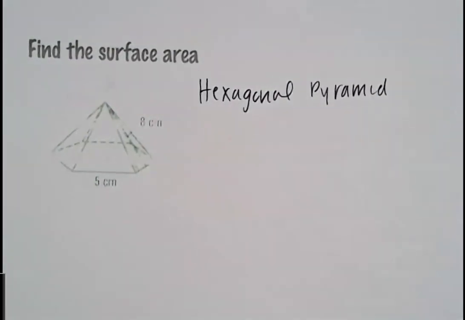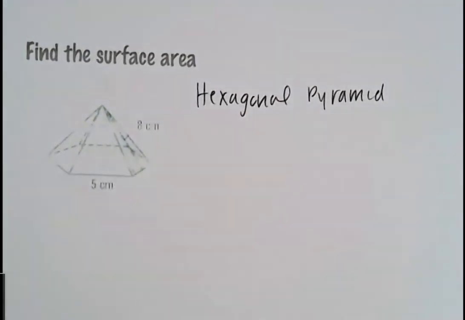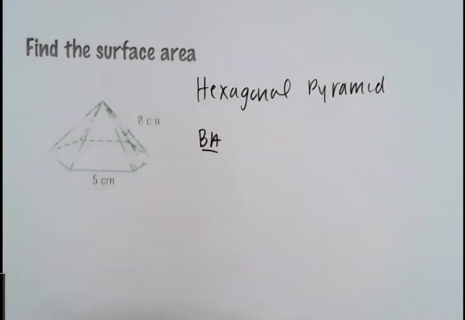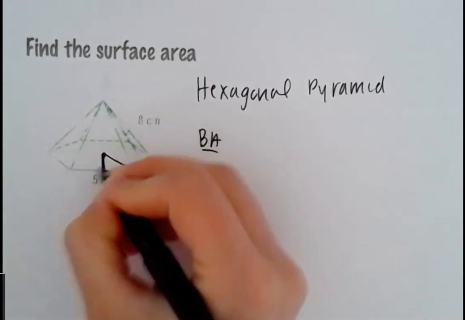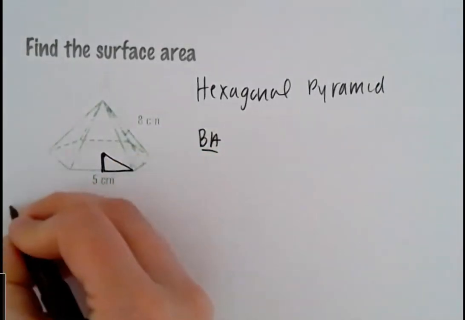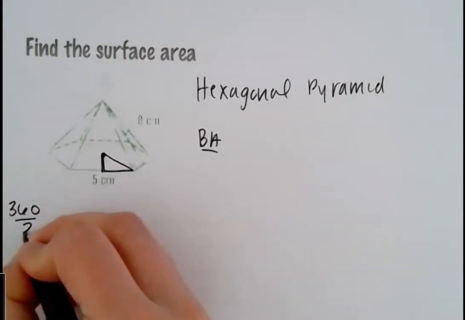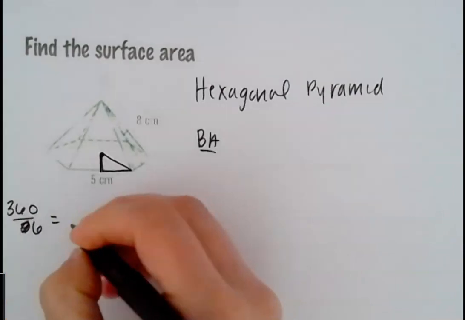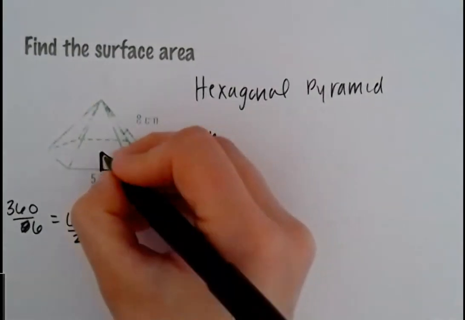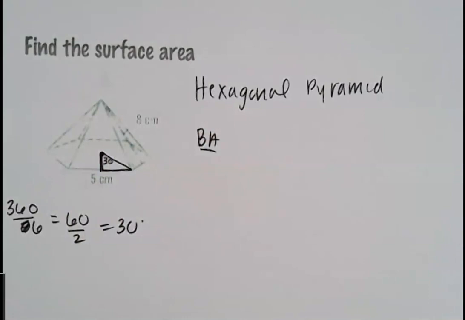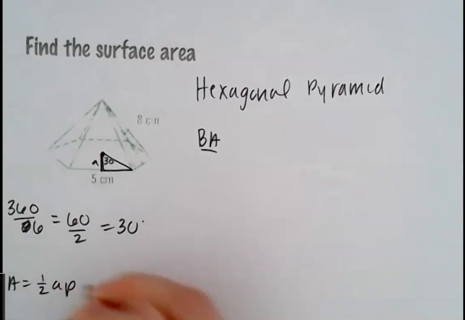Okay, so now from here, we have to find our base area. Well, how do we find the area of a hexagon? So I know we have to first start off with the angle here, so we can figure out this triangle. You guys remember this from last week? So 360 divided by 6 sides is 60. Now divide that by 2 and we get 30. So this angle in here is 30. And we are looking for our apothem. Remember our formula: area equals half our apothem times perimeter.